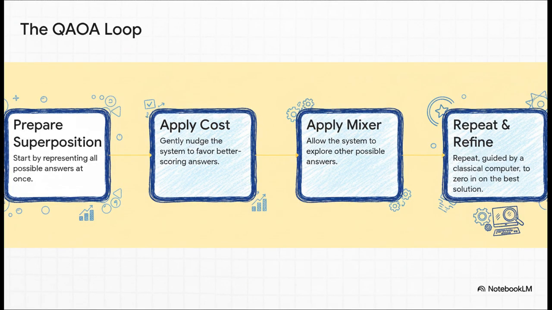So how does this thing actually work? Well, it's kind of like a loop. First, the quantum computer puts itself into a superposition of all possible portfolios at once. Then it does two things, over and over. A cost step gently nudges the system towards the better answers, the portfolios with higher returns and lower risk. Then a mixer step lets the system kind of jump around and explore other, different combinations. And that classical computer is in the background, tweaking the settings for that nudge and that jump, until the quantum system naturally settles on the best possible answer.